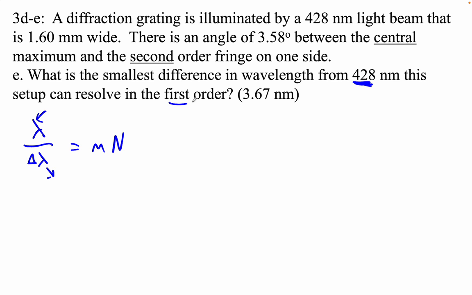Let's see, first order, that makes the order 1, right? Smallest. Okay, so now we've got to figure out how many lines are illuminated, right? And this gets tricky.